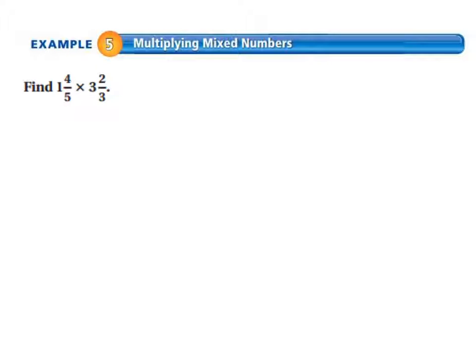More practice with multiplying mixed numbers in example 5. Find 1 4/5 times 3 2/3. First step is to make those mixed numbers both into improper fractions. 1 times 5 is 5, plus 4 is 9, so I have 9/5 for that mixed number. And 3 times 3 is 9, plus 2 is 11 over my 3 for that mixed number.